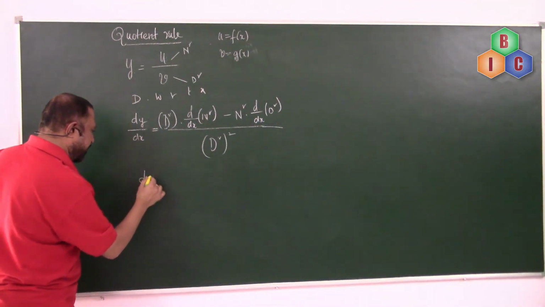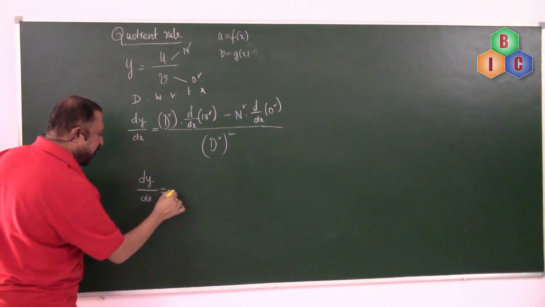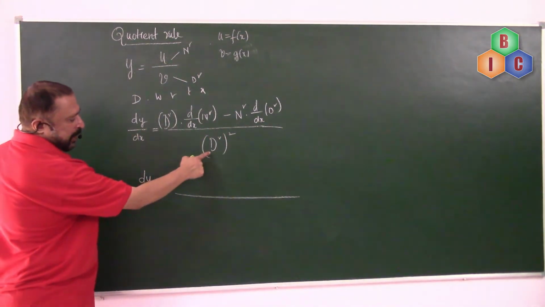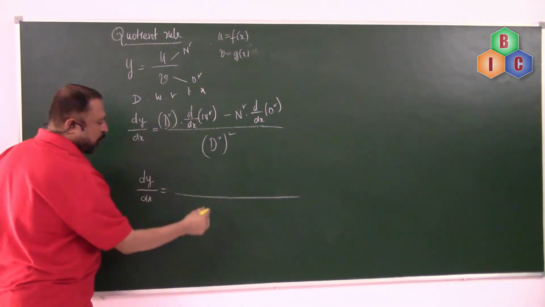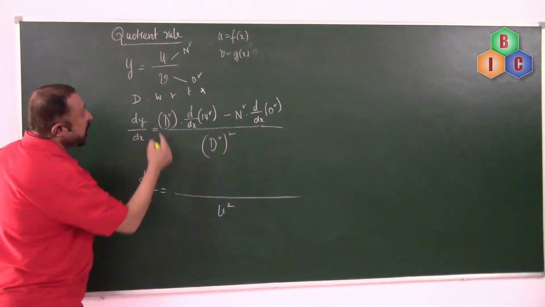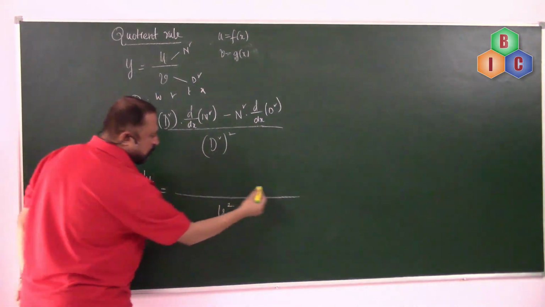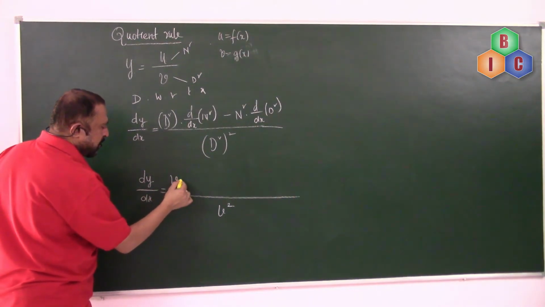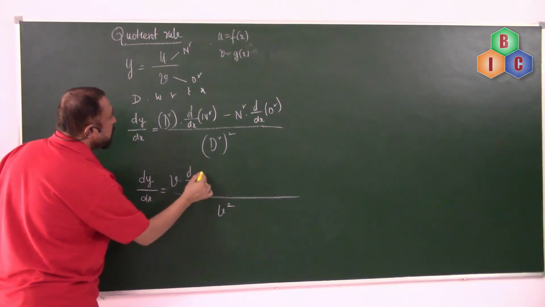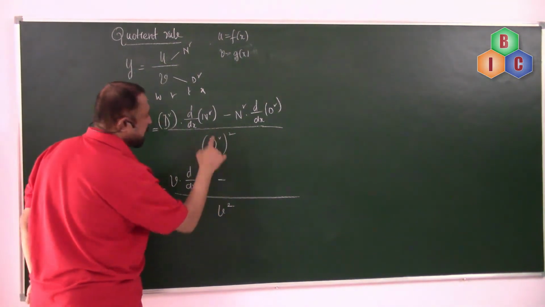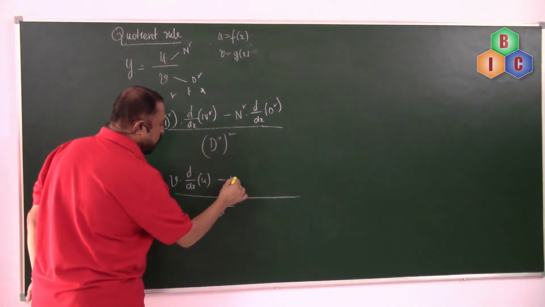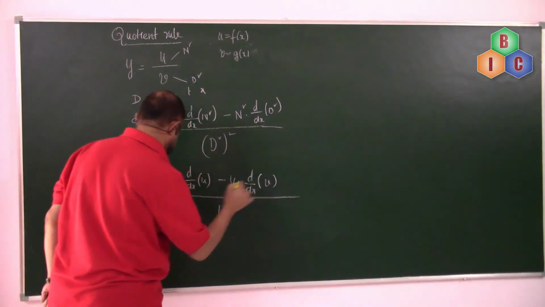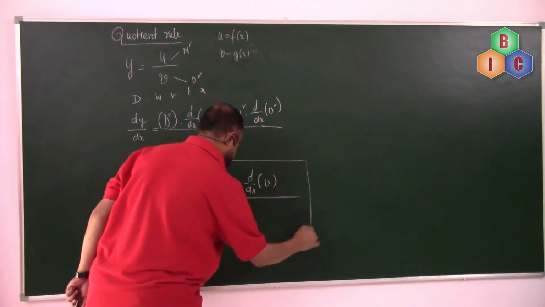So what will happen if I write in terms of u and v? dy by dx is equal to, I put a big horizontal line there. I begin with the denominator square, and what is denominator square? It is v square. Now I come to the numerator portion. What is the denominator here? That is v, into d by dx of the numerator, that is u. Now there is a minus sign. The numerator, what is the numerator? u, into d by dx of the denominator, that is v. Now this is the final formula of the quotient rule.